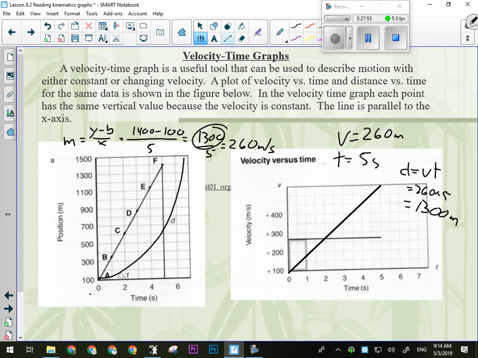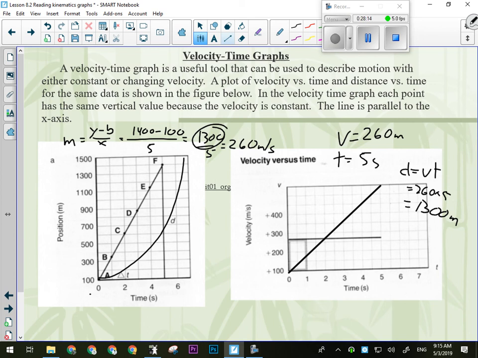Okay, now something we haven't talked about in terms of things that you can get from a position versus time graph. Okay, we have talked about that. We can calculate displacement from a position versus time graph. We can calculate velocity from a position versus time graph. We can calculate distance and speed from a position versus time graph.